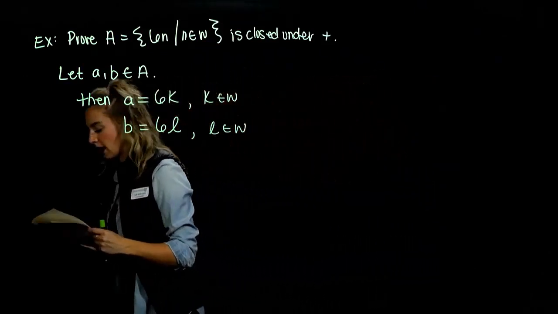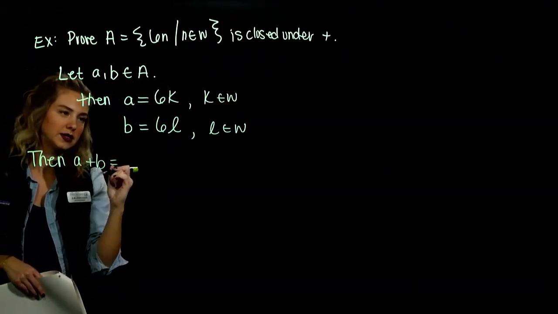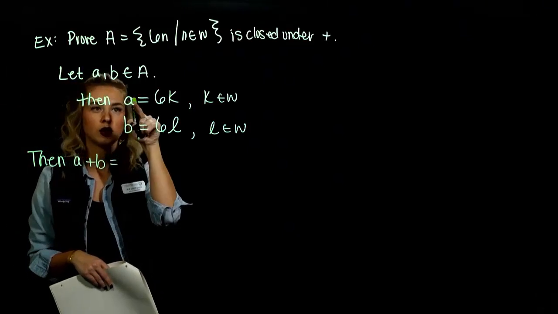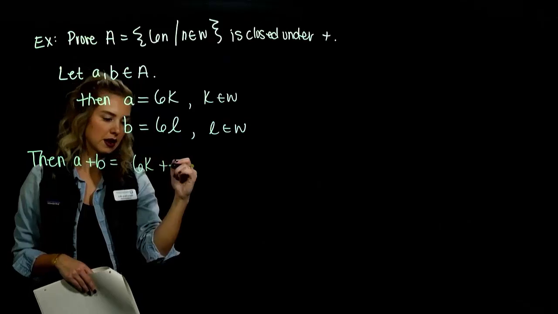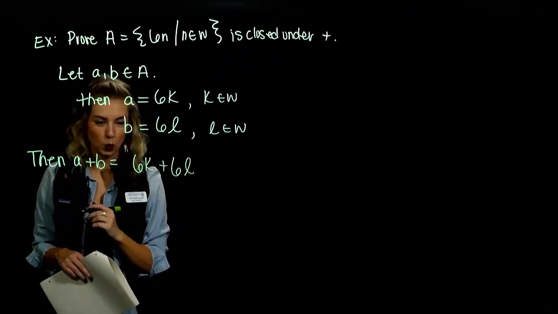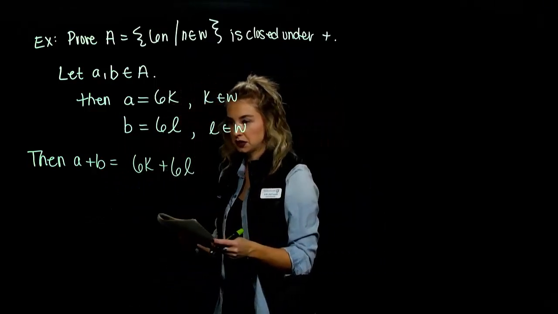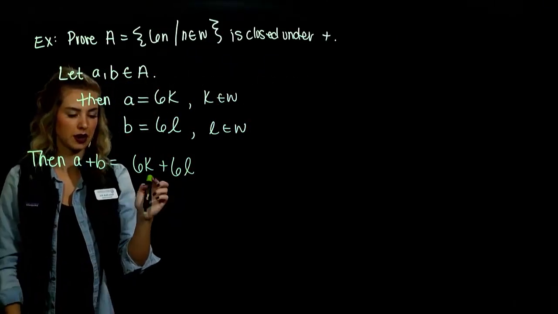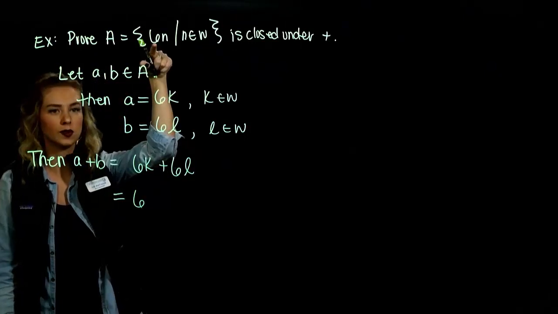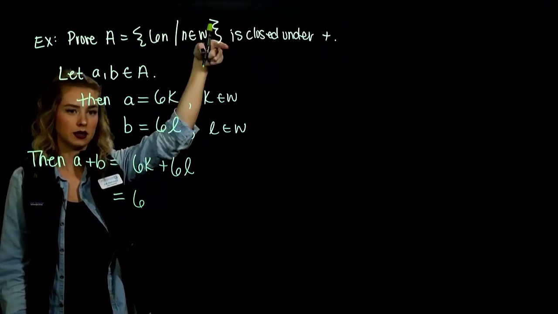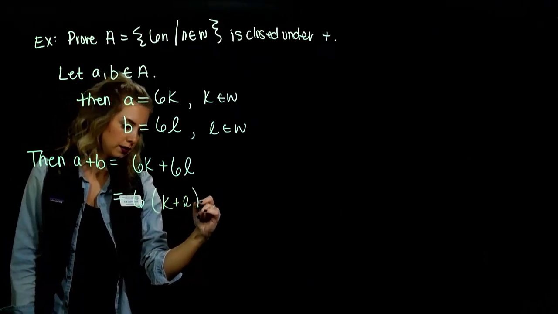Okay, so if we combine these two together with addition, and I add a plus b together, what does it physically look like? Well, a is represented as 6 times some number, and b is represented as 6 times some other number. Will this still live within that set? Will it be closed under addition? So what's common between these two that we could take out of both? A factor of 6. And again, we're trying to make it fit this form: 6 times some number that lives inside of the whole numbers. So when I take 6 out of each of these terms, we get k plus l.